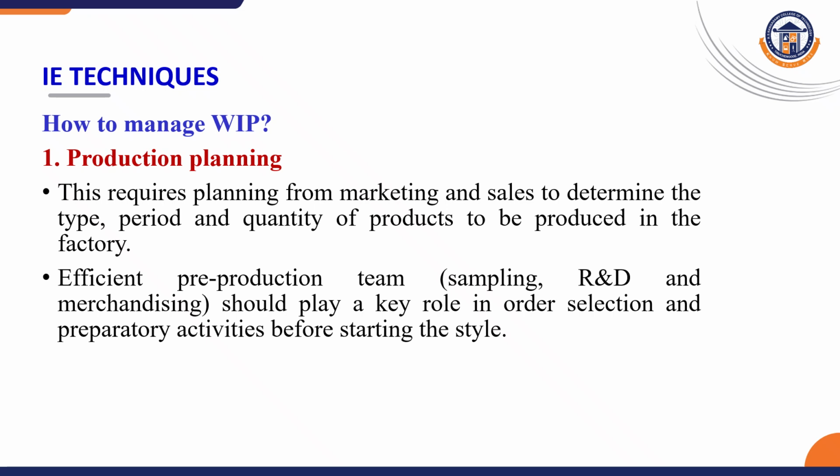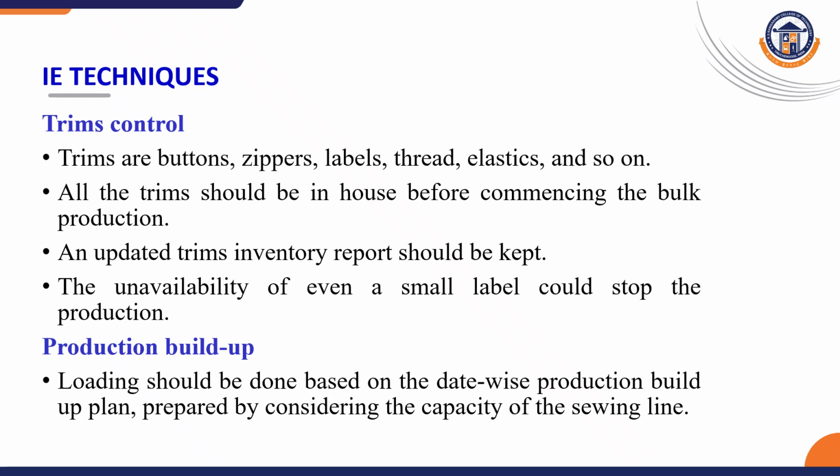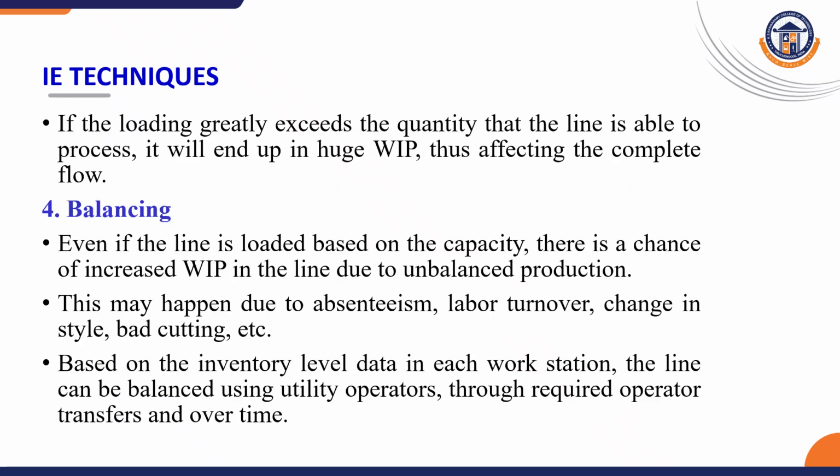Okay, if that is the case, how to manage work in progress? One is proper production planning. And the second one is trims control. Trims are all the accessories that go to make a garment. Examples given here are zippers, labels, threads, elastic. And then the production build-up. This is based on the capacity you can do with the present labor. And finally, line balancing. It all depends on the absenteeism of the labor, the turnover, and how many times you change your style.